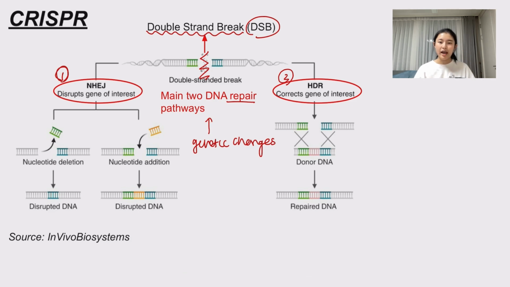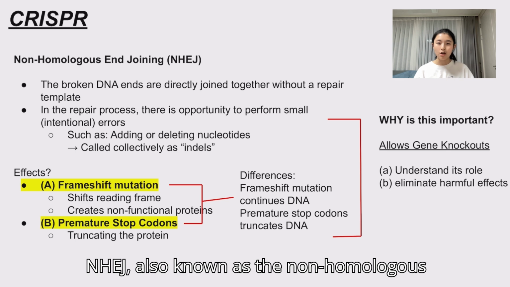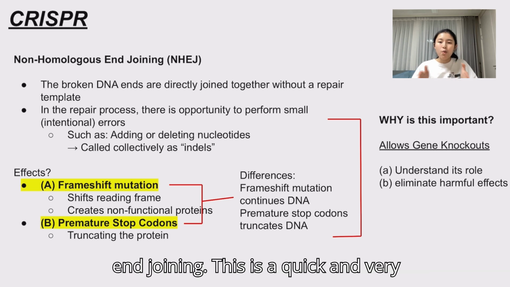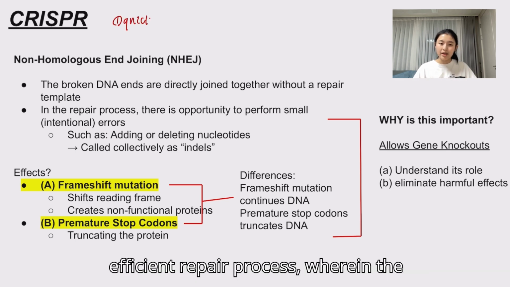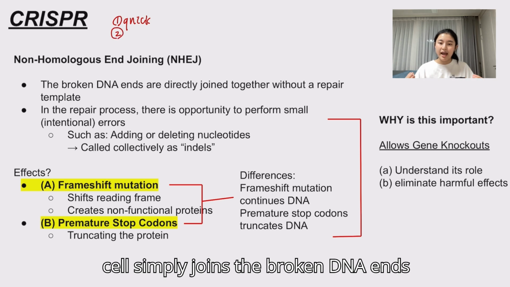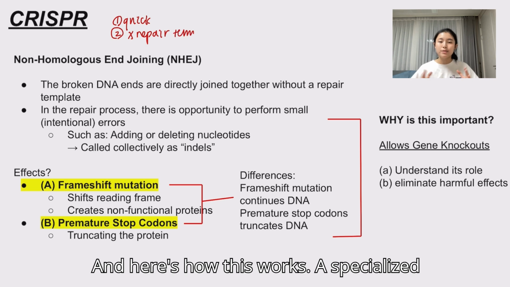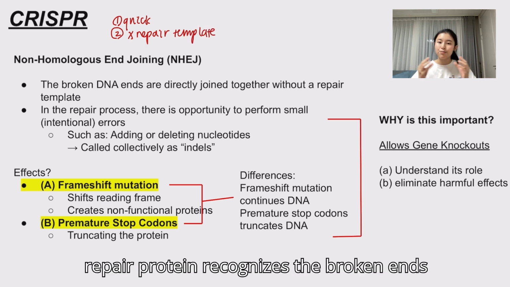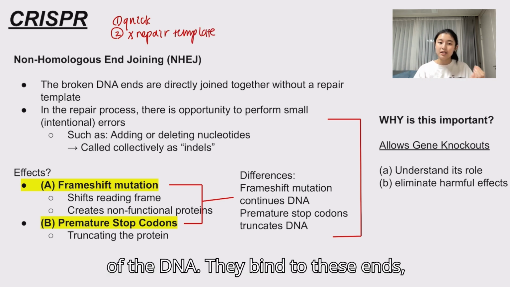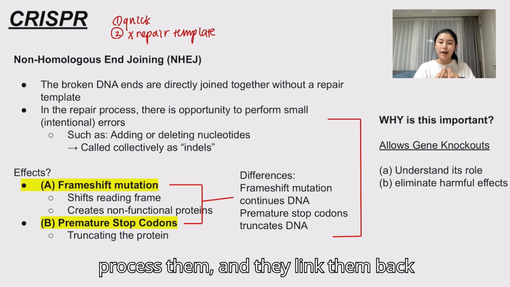First, let's talk about the NHEJ, also known as the non-homologous end joining. This is a quick and very efficient repair process wherein the cell simply joins the broken DNA ends together without using a repair template. And here's how this works. A specialized repair protein recognizes the broken ends of the DNA. They bind to these ends, process them, and they link them back together.